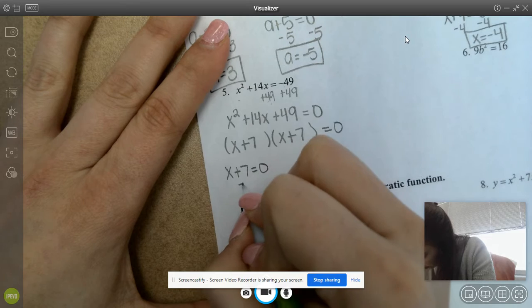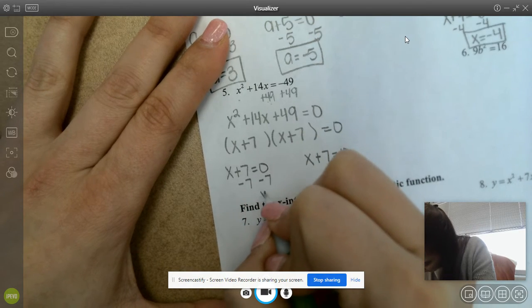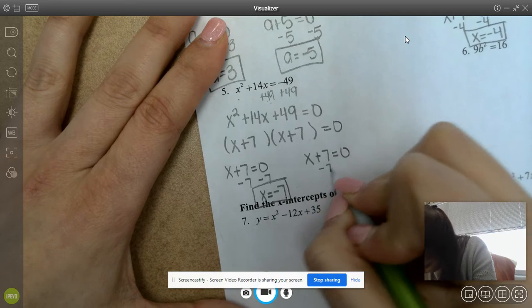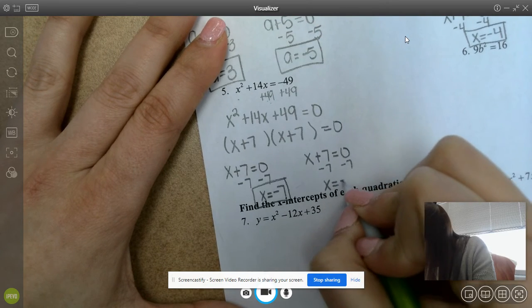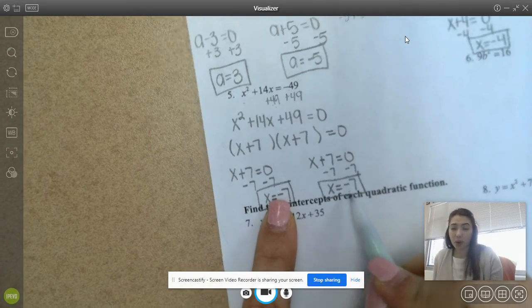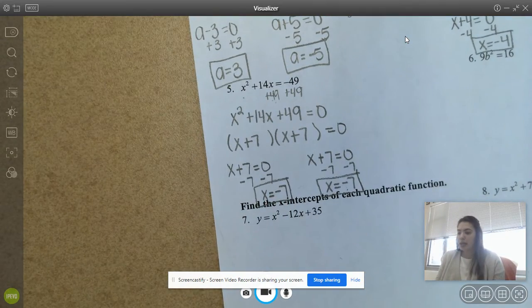We'll subtract 7 from both sides. We get that x is equal to -7. We'll subtract 7 from both sides, and we'll get that x is equal to -7. And right here, you don't have to write them twice if you don't want to.